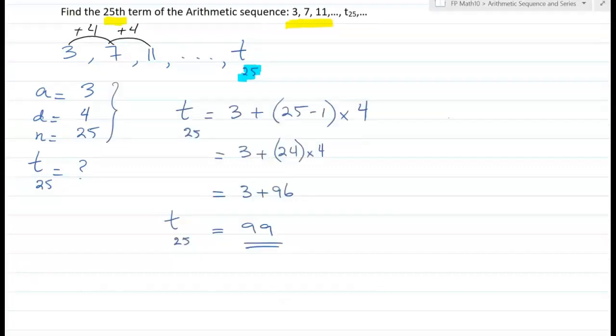Okay, so now we have t25 equal to 3 plus 25 minus 1 times 4. We do the math on that. We get t25, the 25th term of the sequence is 99. Simple as that. Okay, and that's how you show your work, a step at a time.